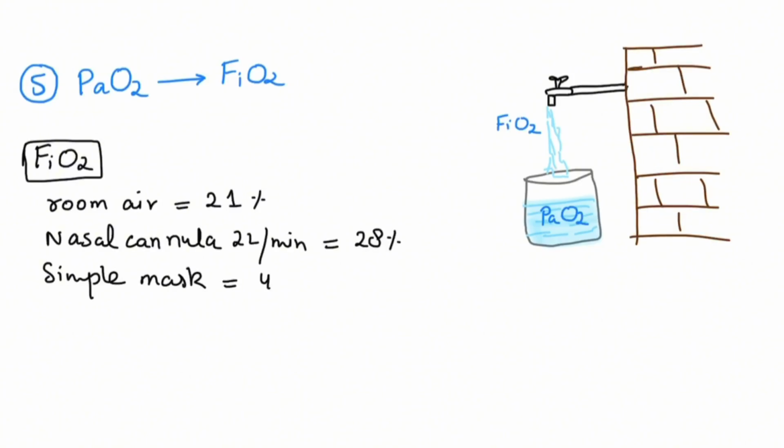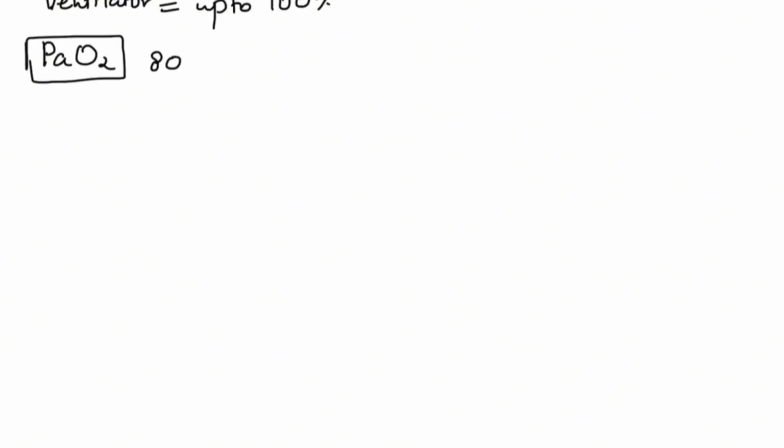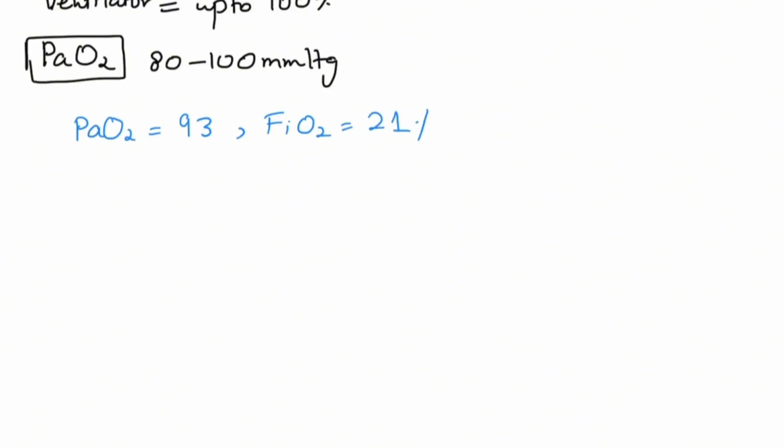The FiO2 at room air is 21%, and we can increase the supply by using different kinds of masks and cannulas, and here are some examples. So it is basically the supply, and let's look at the partial pressure of oxygen now. The normal range for partial pressure of oxygen in the blood is almost 80 to 100 millimeters of mercury. Just to understand why it is important to correlate these two things, let's say we have a patient and his dissolved oxygen is 93 at FiO2 21%, which means at room air he's maintaining an oxygen level of 93, which is normal.